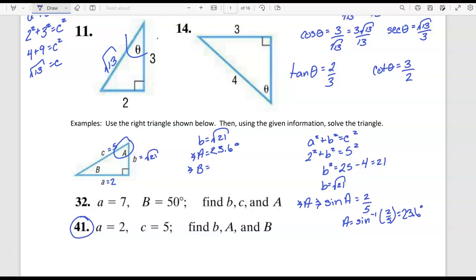And to figure out B, we could take 180, we could subtract 90, which is this guy, and then we could subtract the 23.6. We know a triangle is a total of 180 degrees. So 180 minus 90 minus 23.6 is going to give us 66.4. So there's our missing angle there.